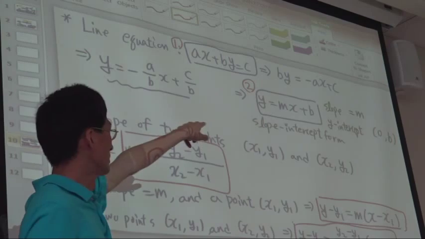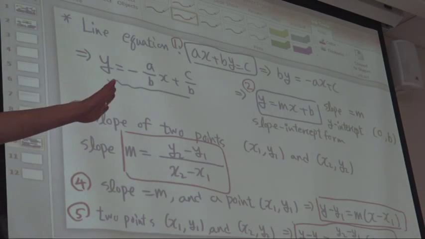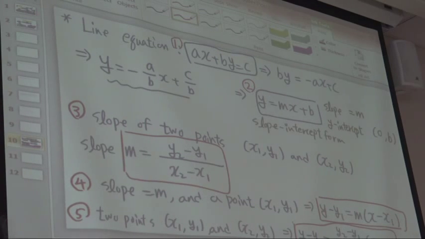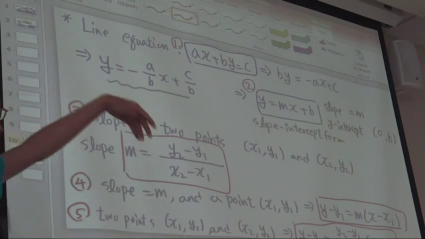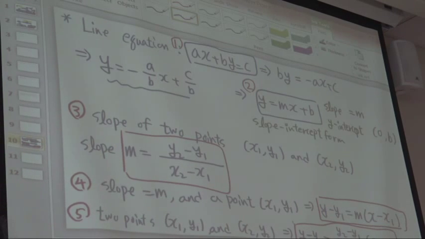You have to convert into the second format, and then that m is a slope and that b is a y-intercept. Or, when we don't know about the first two, we only have two points, x1, y1 and x2, y2, given. Now you may have to figure out the line equation, or the slope, or the y-intercept.